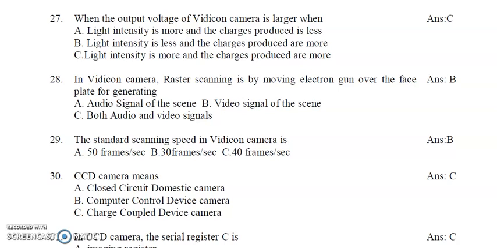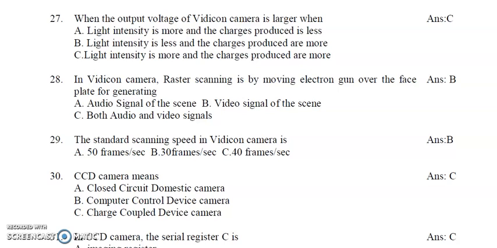When light intensity is more and the charges produced are more, obviously the output voltage is going to be larger. So simply remember, light intensity is more, the charges produced are more. So by that the output voltage of Vidicon camera is larger.